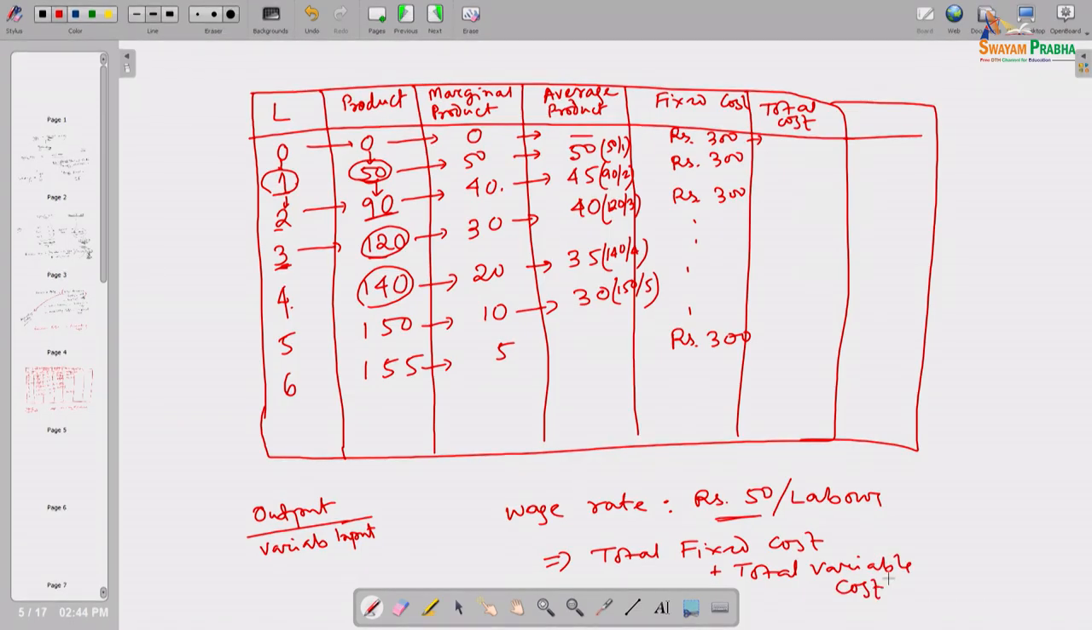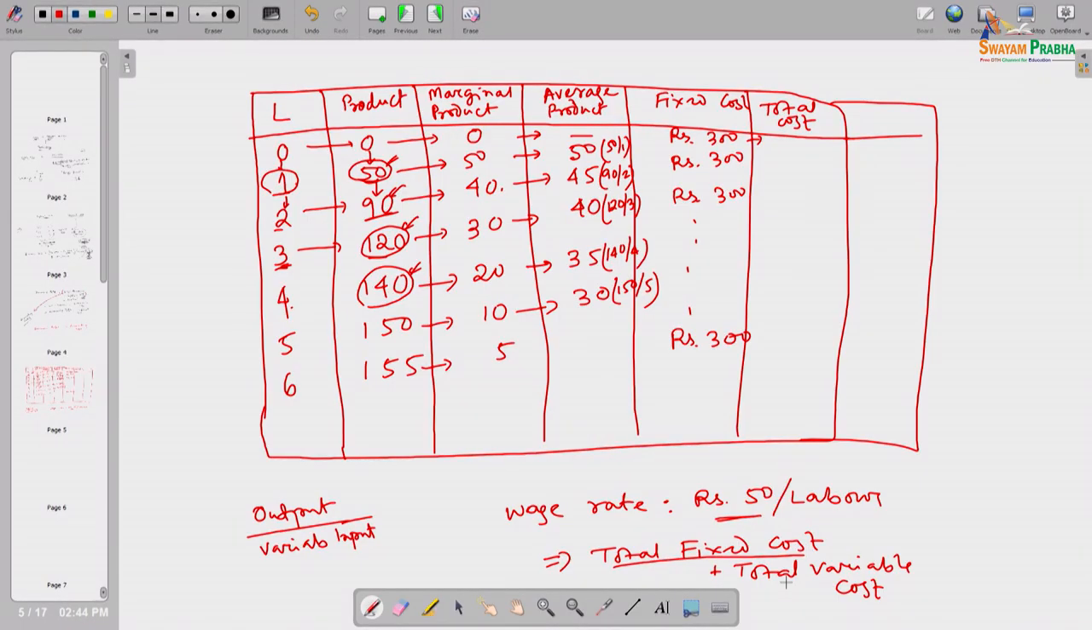So, here total fixed cost is how much? Rupees 300 only. Does not matter whether you are producing 50 units of cookie, 90 units, 120 units, 140 units of cookie, does not matter how much you are producing, so long as you are utilizing only that room to produce your cookies. So, you are paying rupees 300 as rent for that room, so your total fixed cost is rupees 300.